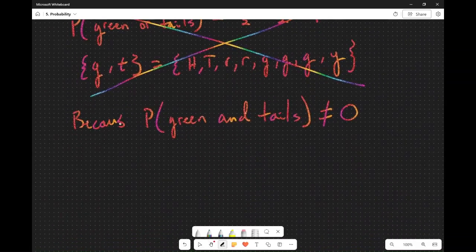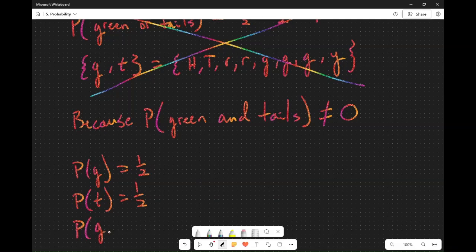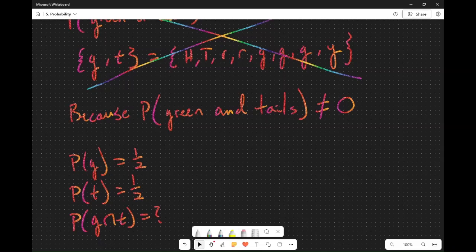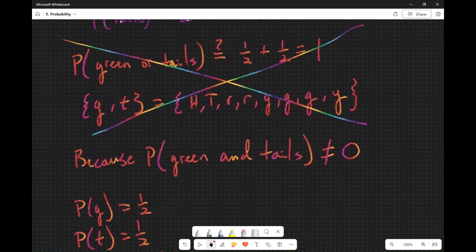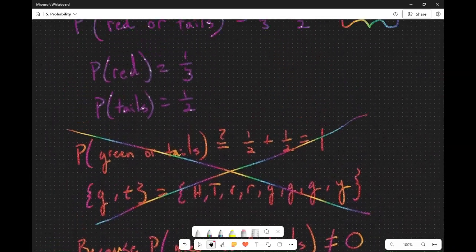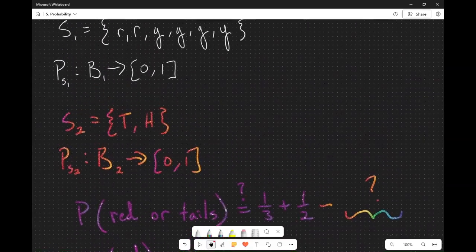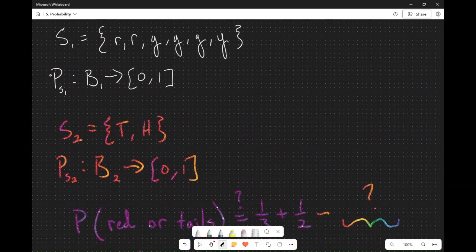We're going to say, okay, so I know that the probability of green is equal to 1/2. The probability of tails is equal to 1/2. But what is the probability of green and tails? What is this equal to, right? Well, before we get into conditional probabilities, it's convenient that our coin flip and our bag of marbles, they're independent. Picking a marble does not impact flipping a coin.